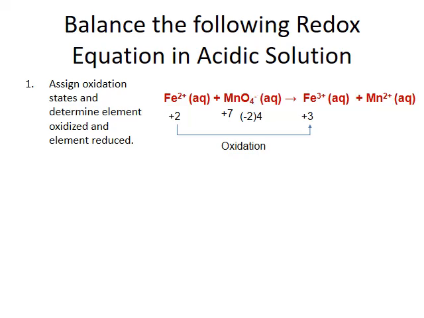On the product side, manganese is present as a simple monoatomic ion, so the charge on the ion is the oxidation state on the element, +2. And this means that the charge on manganese decreases or is reduced from left to right. So manganese is the element that undergoes reduction.